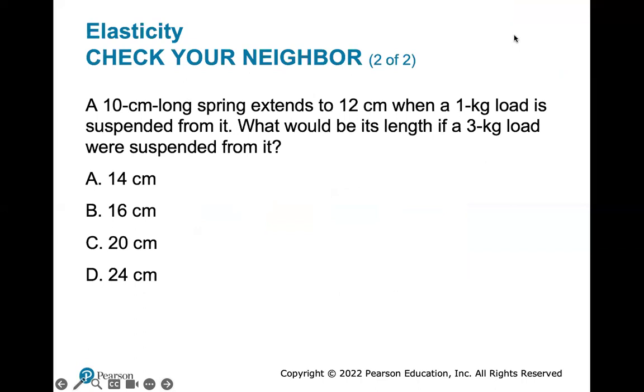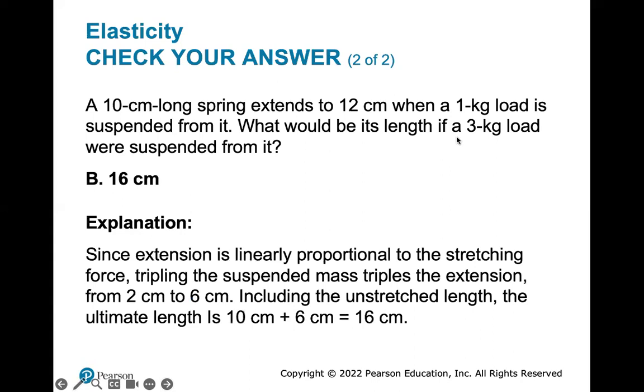Well, it starts off at 10 centimeters. So if you put 1 kilogram, it's extended 2 centimeters from its original shape. So we're going to assume a 2 centimeter length for each kilogram. If it's 2 for 1 kilogram, it'll be 6 for 3 kilograms. So the answer would be 16. Since extension is linearly proportional to the stretching force, tripling the suspended mass triples the extension from 2 centimeters to 6 centimeters. The ultimate length is 10 centimeters plus 6 centimeters, which is equal to 16 centimeters.